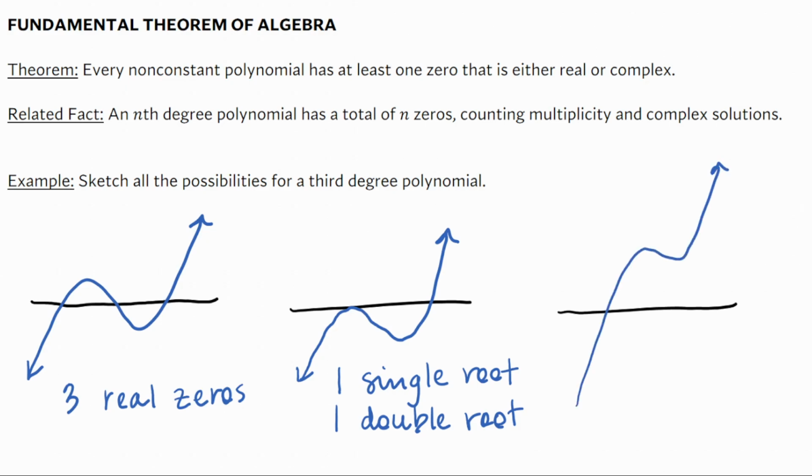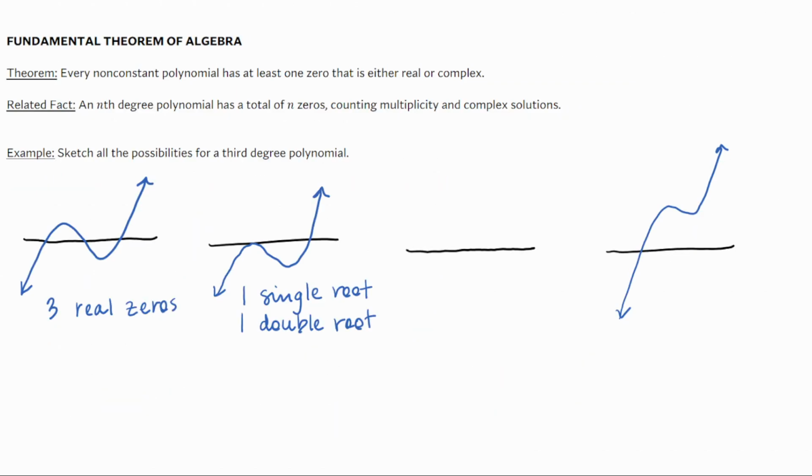There's another possibility that I didn't think of. I can't believe I was almost about to miss this. Maybe I'll come back to this one in a second. I forgot. What if there was a triple root, right? One triple root, that's definitely a possibility. So it could come up, hesitate, and then go through. And that would be one triple root, and that definitely counts as 3, right? Counting multiplicity and complex solutions.